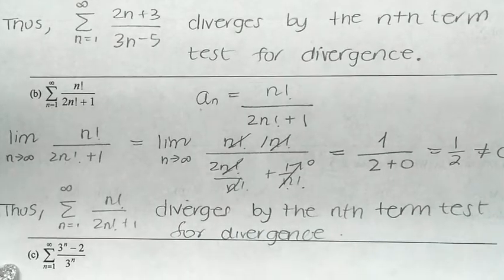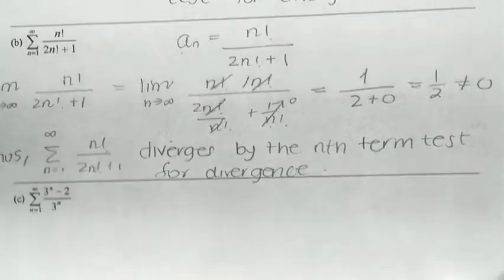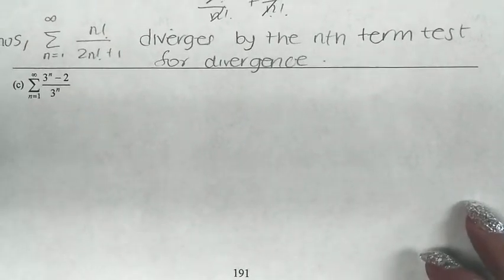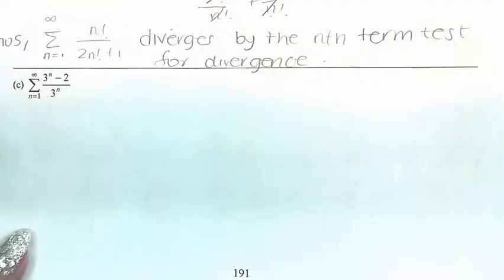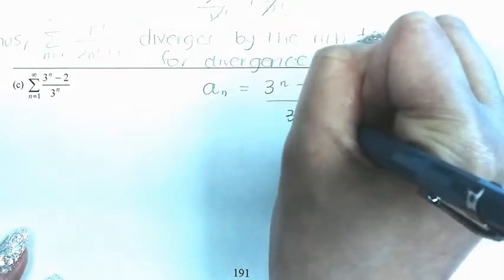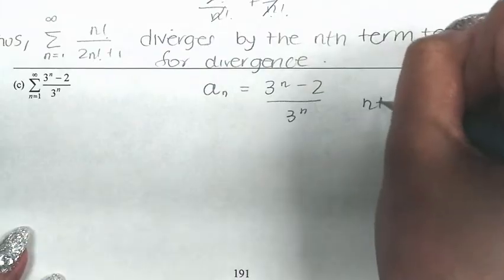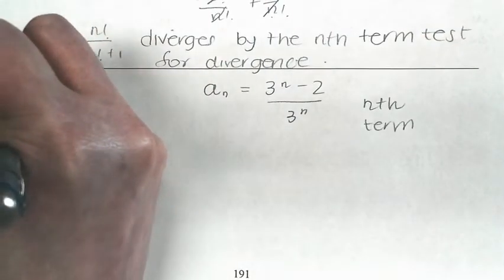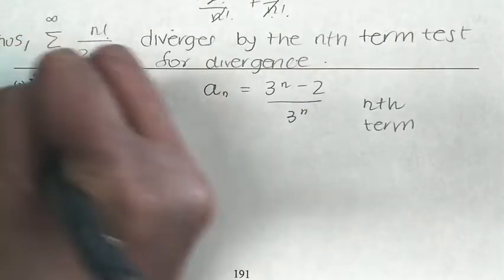Okay, so that's what we have so far. Now, the last example that we have for this test in this section is this one. What are you going to do? Again, you take the nth term. The nth term is this guy, right? So that's my nth term. So you're going to take the limit of that guy again when n approaches infinity.